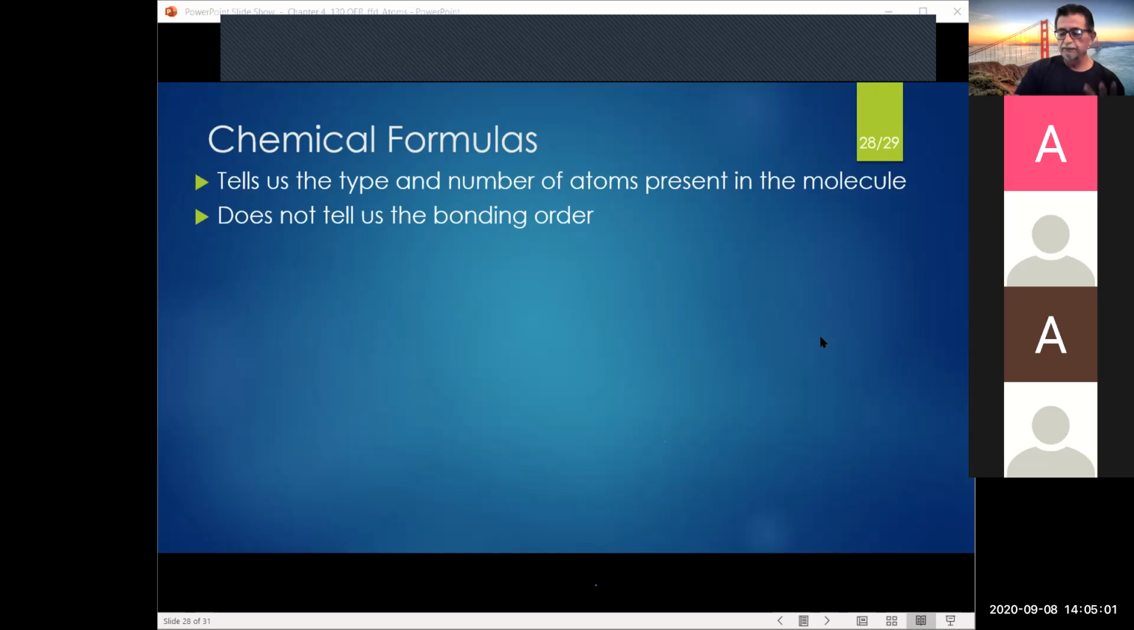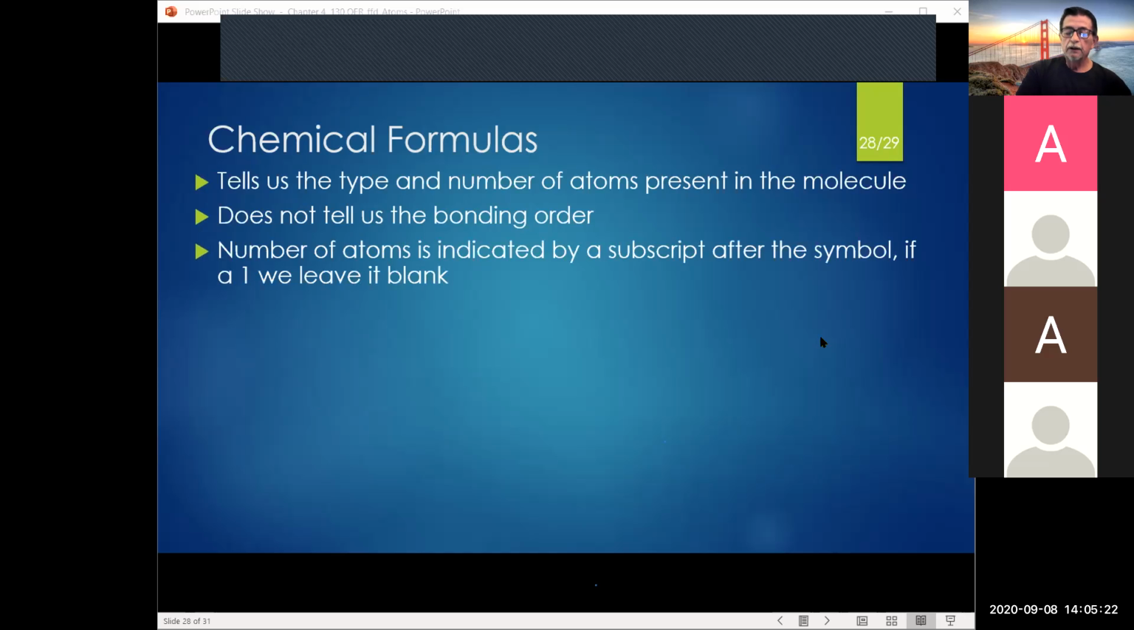They don't really tell us the bonding order, how things are bonded together. I will tell you this, we will always tell you when we have a compound, which one is a central atom. Generally what happens is you have a central atom and then bonded around it are the other elements, okay? Are bonded around it in some type of bond.